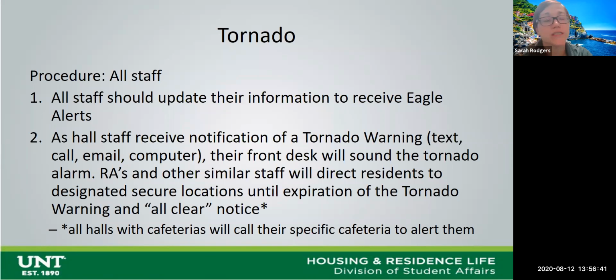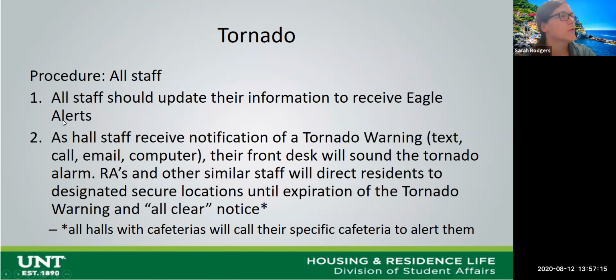As you receive the notification of a tornado warning through whatever means, the front desk will sound the tornado alarm. RAs and other similar staff will direct residents to the designated secure locations until the expiration of the tornado warning, and an all clear is given. So a lot of times the all clear will come through the Eagle alert, and you'll know that, hey, there's no more tornado. If you have a hall with a cafeteria, make sure the desk or yourself calls the cafeteria to alert them.